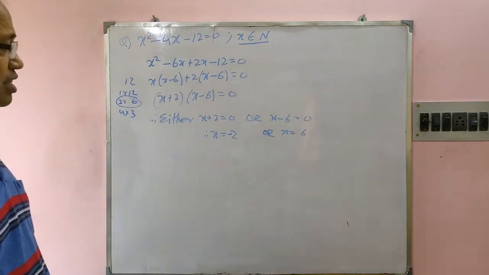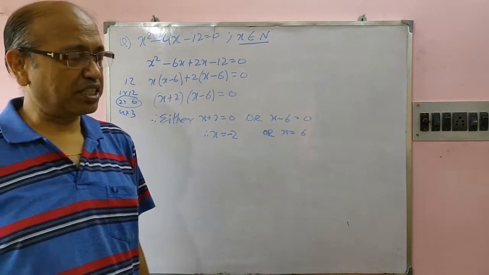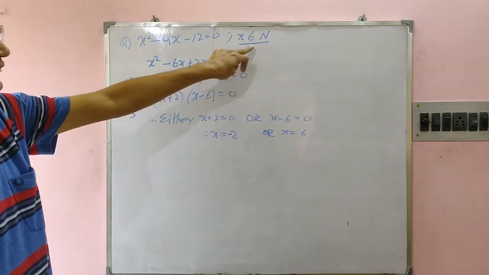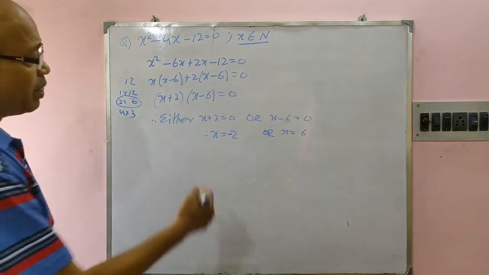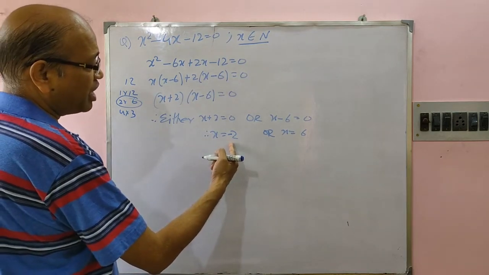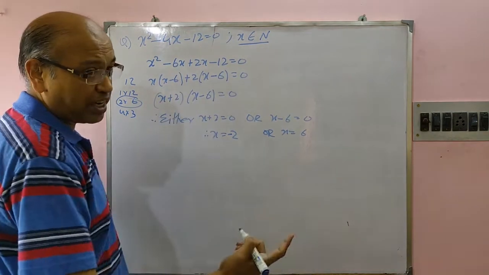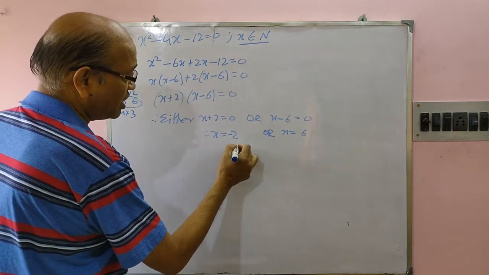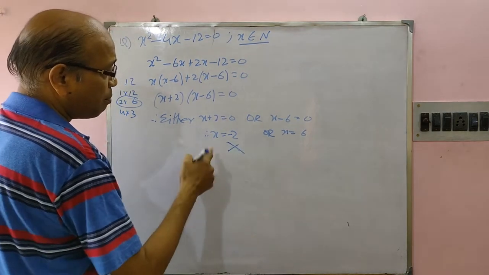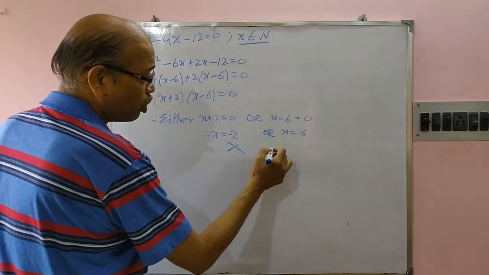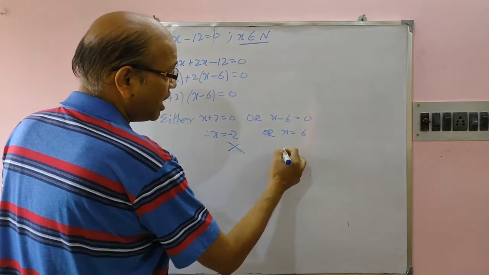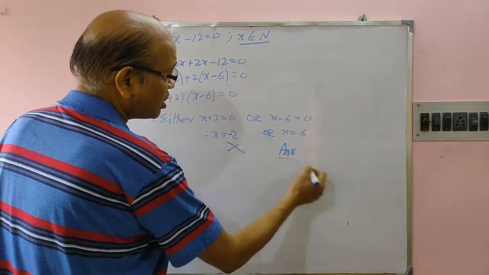Now what is my answer? x is minus 2, x is 6, but there is a condition given here: x is an element of natural number. Therefore x equals minus 2 is not an element of natural number, so this answer will not be there, because minus 2 is not a natural number. Therefore your answer will only be x equals 6.